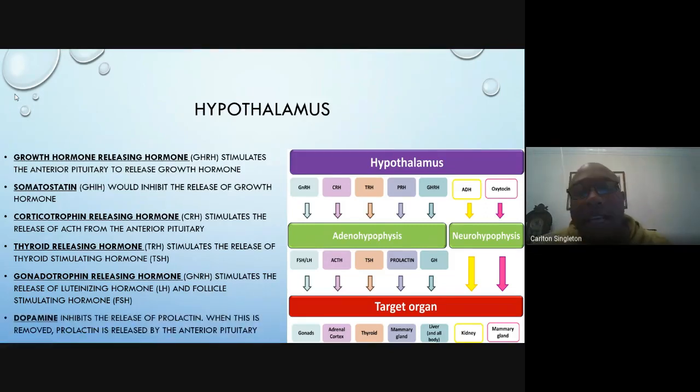Okay, and then the last one is another oddball. All these other hormones are releasing hormones. They stimulate the release of some anterior pituitary hormone. Dopamine, however, is odd because dopamine blocks the production of prolactin from the anterior pituitary. It inhibits it at all times.